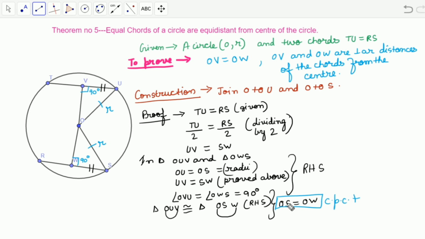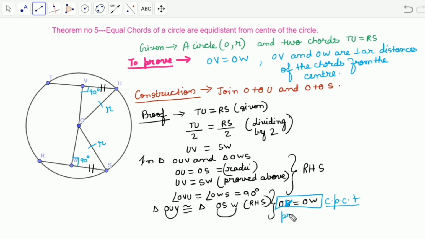I said OS, sorry, it's OV equal to OW. I said OS by mistake. OV equal to OW, right? This is V. You can see the corresponding parts, OV equal to OW, by corresponding parts of congruent triangles.